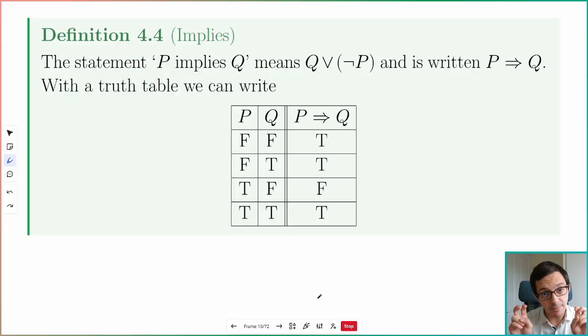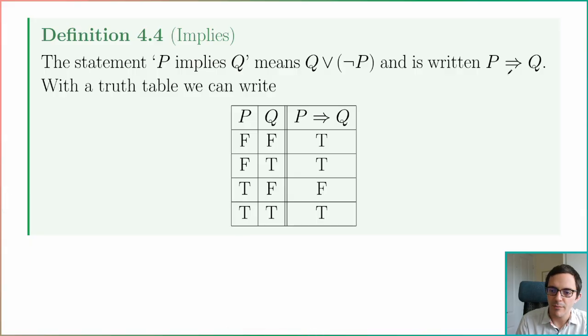For me, the statement P implies Q just means either Q or not P. So I'm using that notation there for or and not inside there. The symbol for this is P implies Q. That's an arrow with two lines in the middle. With a truth table, we can write it like this. You can deduce this from what we said before about Q or something else, and what we said before about not P. And that or operator is quite permissive.